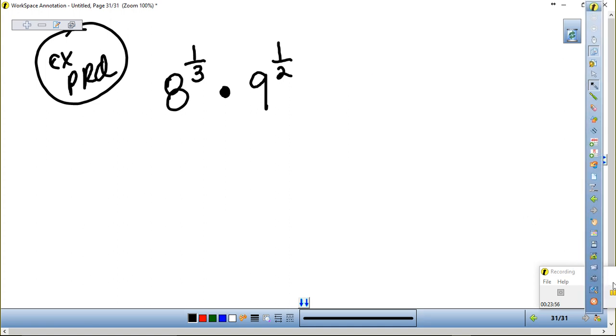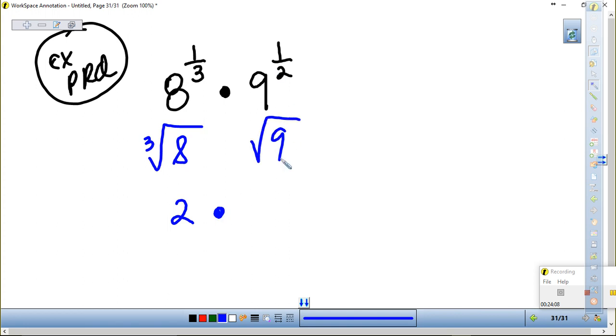Ready, go. Okay, here we go. This became cube root of 8, is that correct? Which is 2. Times, this is square root of 9, which is 3. What is 2 times 3? 6. Hands if you got that. Okay, good. We got this, yes? All right. Let's kick it up a notch.